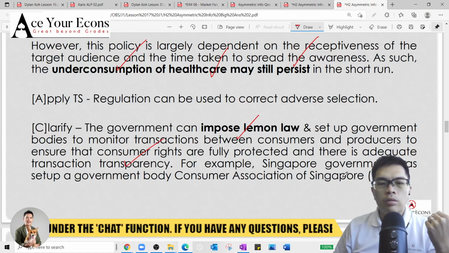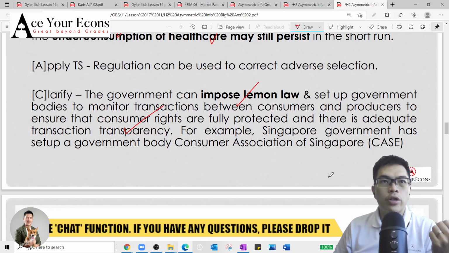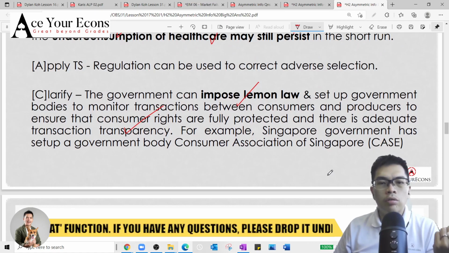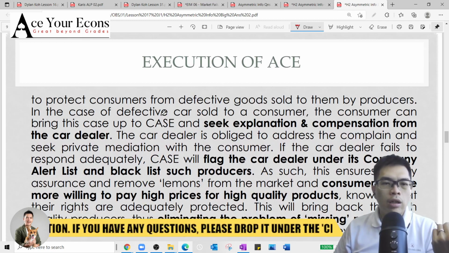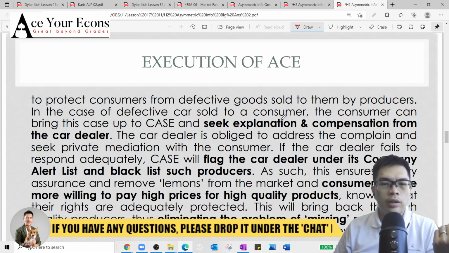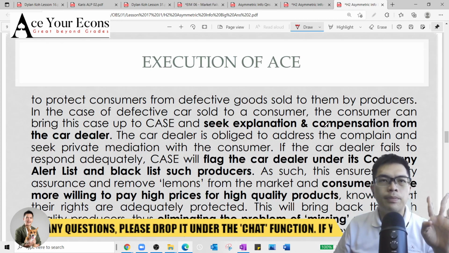So we have CASE Singapore. Remember, don't spell CASE alone. Make sure you spell it out in full: Consumer Association of Singapore, to protect consumers from defective goods sold to them. So CASE Singapore, in a nutshell, I'm just going to simplify.